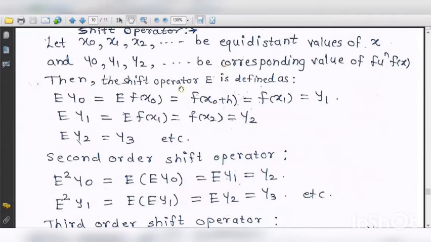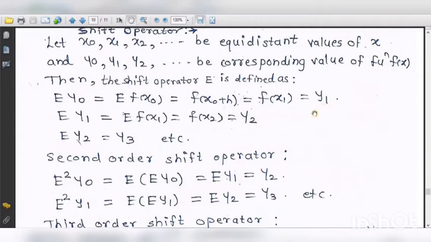Then we can define the shift operator capital E as E of y0. What is y0? F of x0. It goes to its next value, because what is the next value of x0? x0 plus h. And what is the value of the function at x0 plus h? F of x0 plus h. But x0 plus h is x1. And we have seen that the value of the function at x1 is denoted by y1. So if you consider E of y0, then the value is y1.